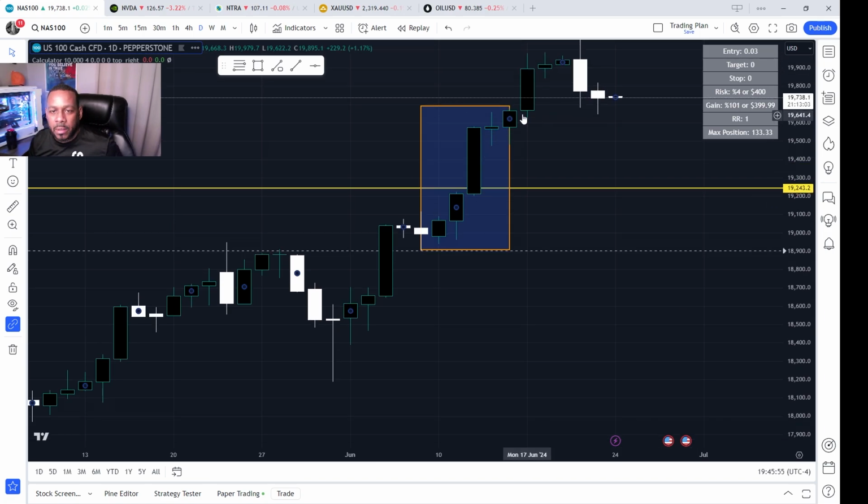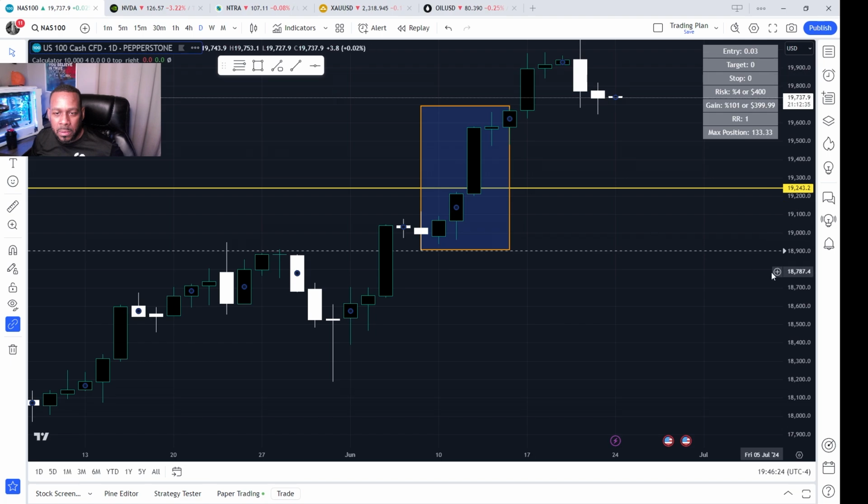It's our daily. We had a breakout the week before. Looks like it's cleaned up this imbalance. We wanted to go back to here before continuing up, but NAS has its own mind. So we will be looking for it to come back into this area here.